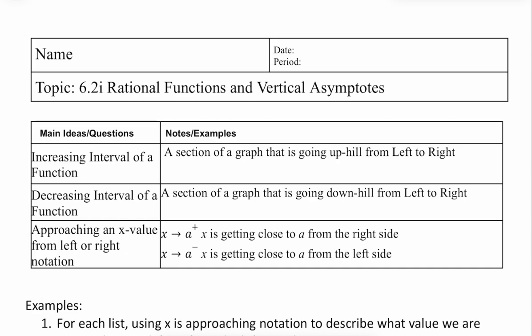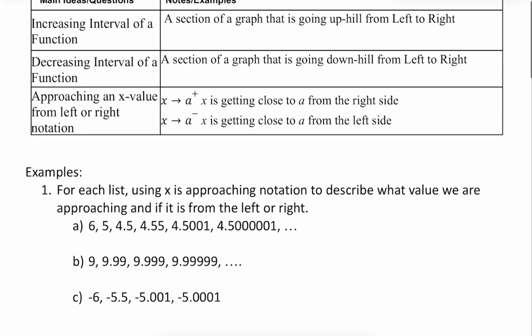Okay. So if we look at our first example, it says from each list, use X is approaching notation to describe what value we are approaching, and whether we are coming in from the left or from the right. This list starts at 6, then goes to 5, then 4.5 and then 4.55. Well, those two should have been switched. Sorry, I did type this out myself. 4.5001, 4.50001. What number does it appear that we are getting closer and closer to?